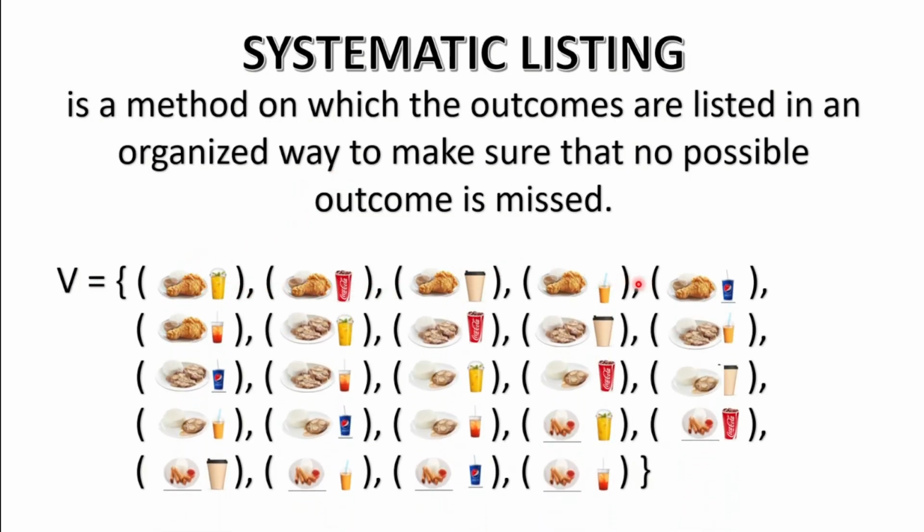meals with their drinks first, and then the two-piece burger steak rice meal with their drinks, and the one-piece burger steak rice meal with their drinks, and then finally the Shanghai roll rice meal with their drinks. And we can make sure that we did not miss anything out because we did it in such an organized way. And now we can count how many outcomes there are.